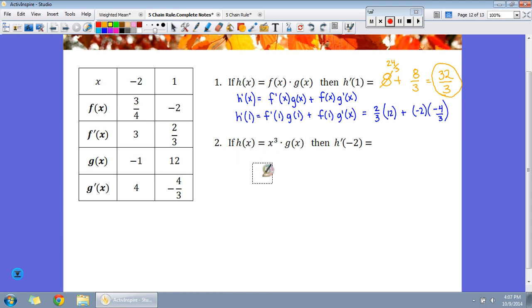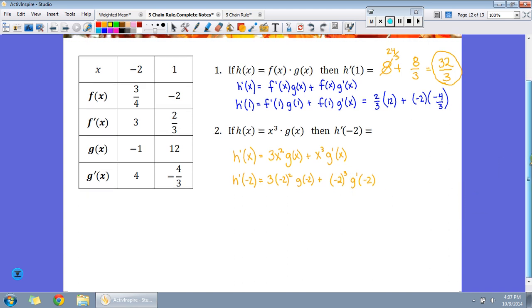For the second one, when we take the derivative of h of x, my first function is x cubed, so I'm going to have the derivative equal to 3x squared times g of x plus x cubed times g prime of x. And then we're going to plug in -2 everywhere that there's an x. So we have 3 times 4, which is 12, and then g of -2 is -1. Minus 2 cubed is -8, and then g prime of -2 is 4. Well, -12 minus 32 is going to be -44.